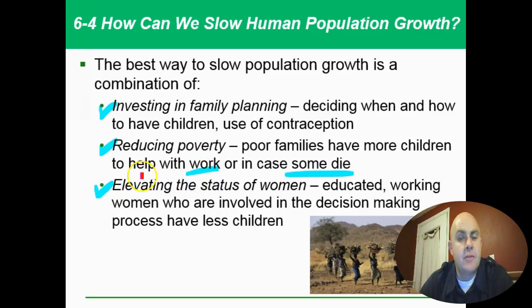And then probably more importantly than anything is elevating the status of women. Providing them education, providing them opportunities to work and hold jobs and have financial support, and they can't even own their own land in most places in the world. And when we do that, when we empower women, they have less children typically. All of those will help out with population growth significantly.